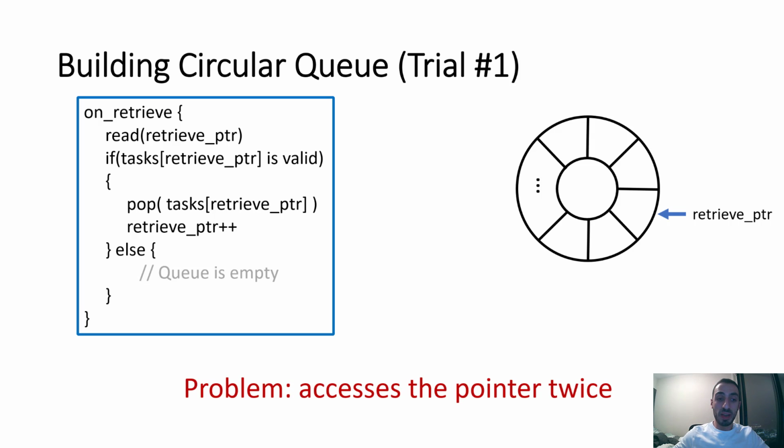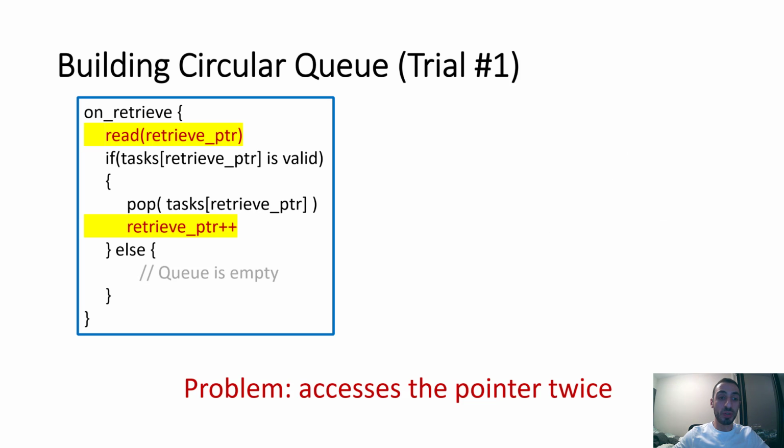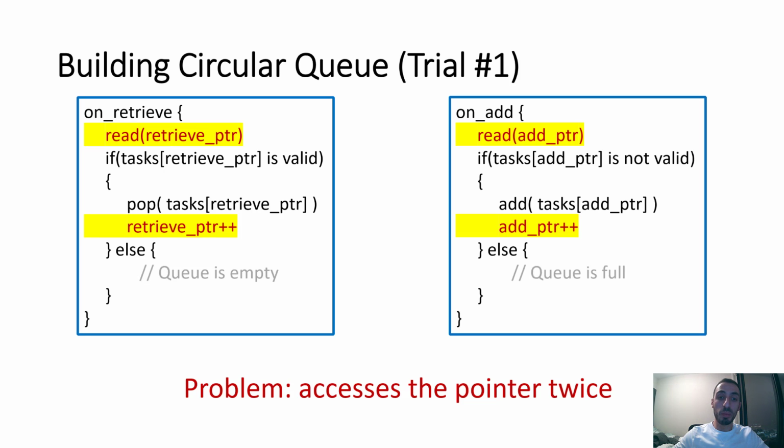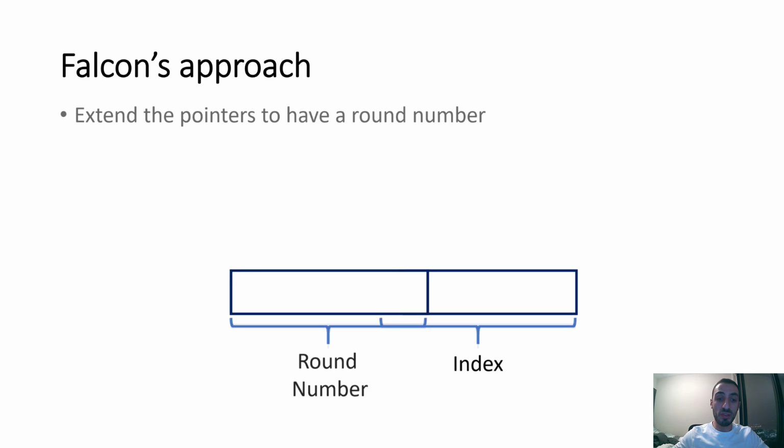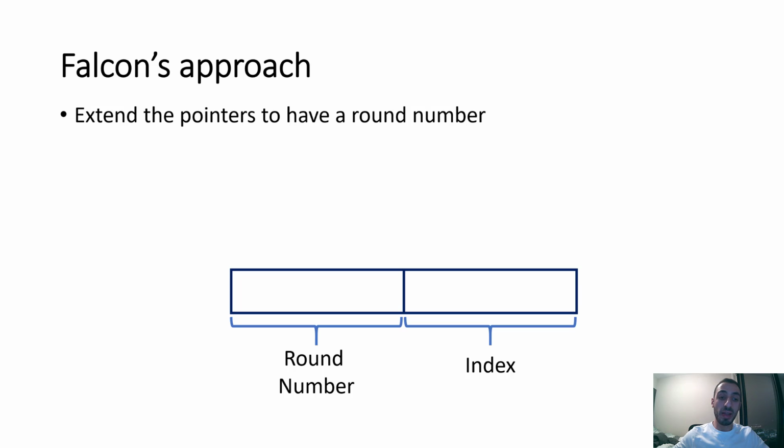If, like in this case, it's pointing to an invalid task, it means that the queue is empty. But even this simple design violates the one access per memory unit rule in the switch, because we access the retrieve pointer twice. The first time is to read it and know where it is pointing at, and the second time is to increment it if it was pointing to a valid task. And a similar problem will happen when we try to implement adding tasks to the queue. The way we solve this in Falcon is, first, we extended the pointer, and instead of it being just an index, we added a round number, and every time the pointer makes a full circulation, we will increment that round number.